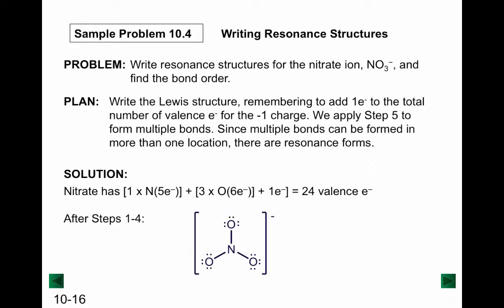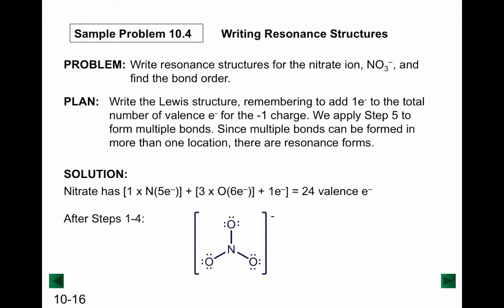Nitrogen is the central atom, and it is surrounded by 3 oxygen atoms in a symmetrical fashion. When determining how many valence electrons we have to work with, we need to remember to add 1 electron for the negative charge on the nitrate ion. Therefore, we have a total of 24 valence electrons.